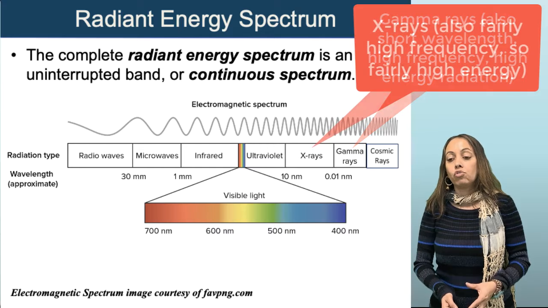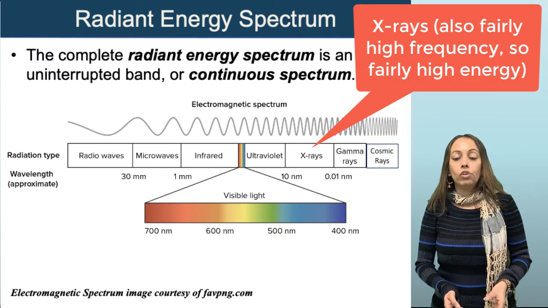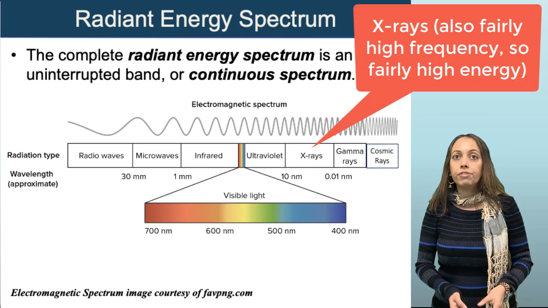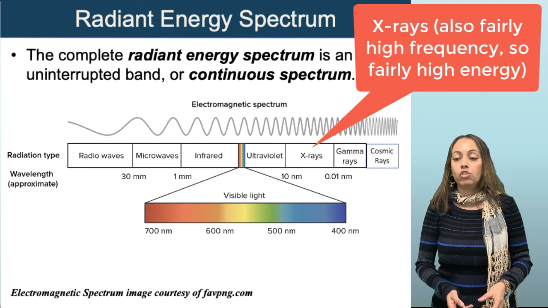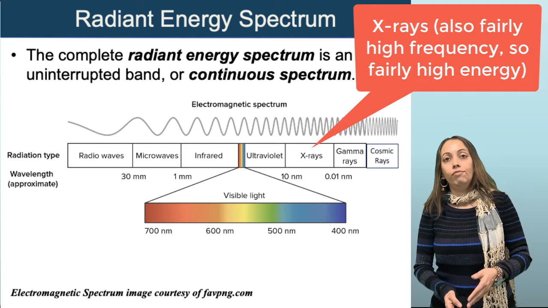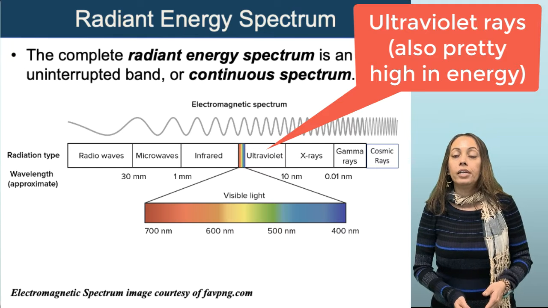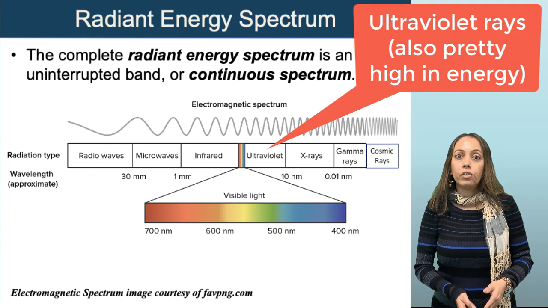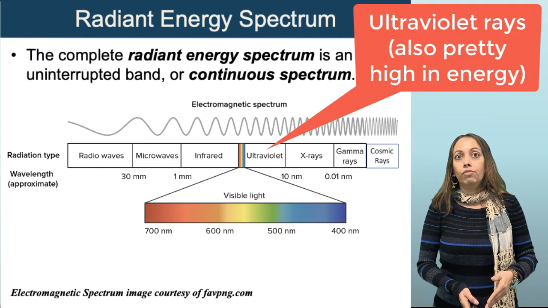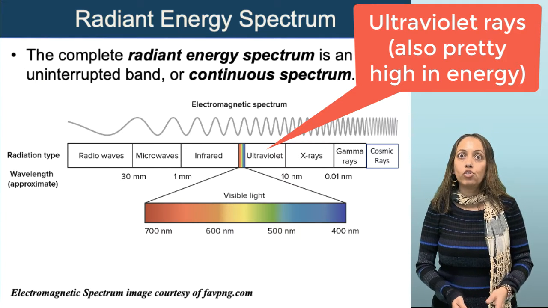Following that are the X-rays, which are also pretty high in energy. So you know very well that pregnant mothers and fetuses cannot be exposed to X-rays because the high energy can cause tissue damage. Following that is the ultraviolet. And we know that ultraviolet that enters the Earth's atmosphere is responsible for many forms of skin cancer. So ultraviolet is also pretty high in energy.